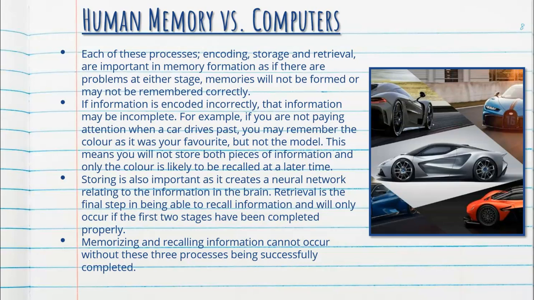Storing is also important as it creates a new neural network relating the information to the information already stored in the brain. Retrieval is the final step in being able to recall information and will only occur if the first two stages have been completed properly. So memorizing and recalling information cannot occur without these three processes being successfully completed.